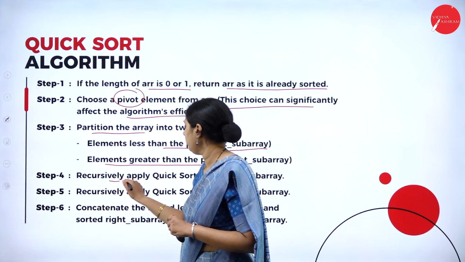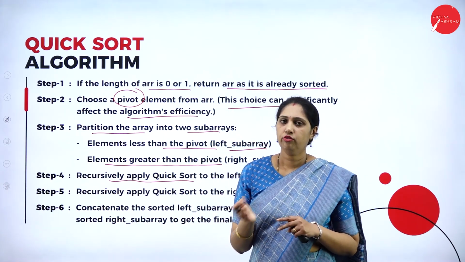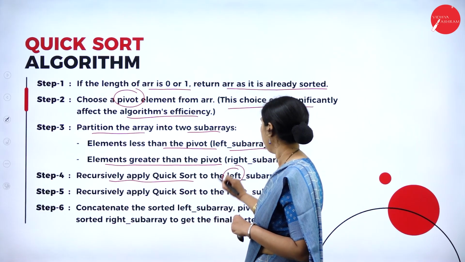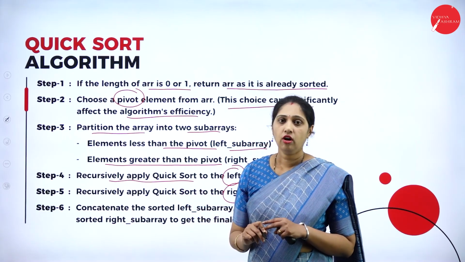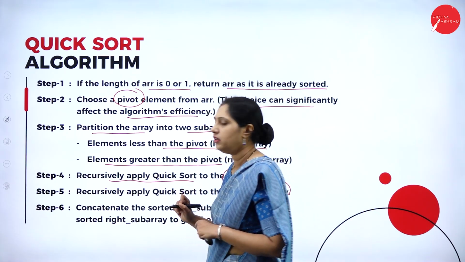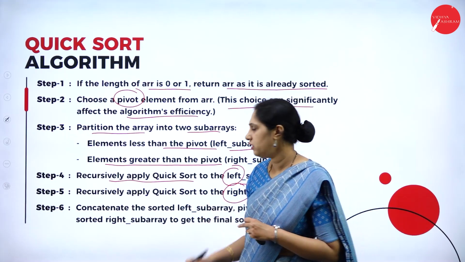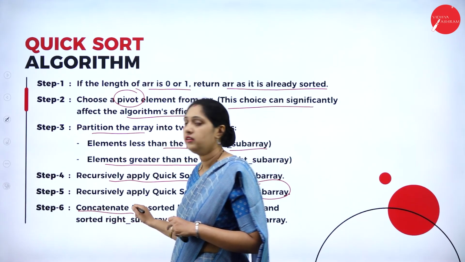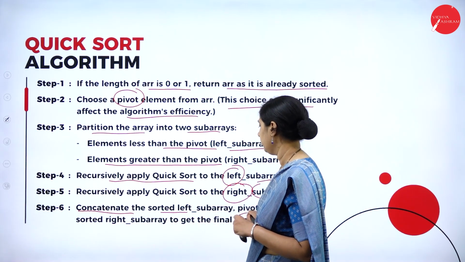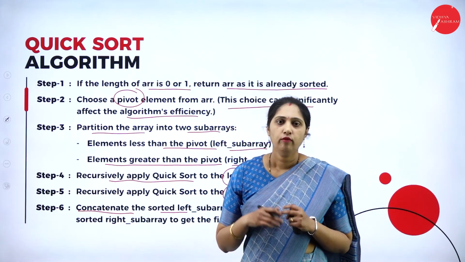So recursively we apply quick sort. See, there we have called quick sort two times, one for the left and another for the right. So this left is over. Next step, we call the quick sort method for the right subarray. So we have sorted left and right. Now we have to merge. Merge means we say concatenate. Join them. Join the sorted left and right. So when we join, we'll get the final sorted array.